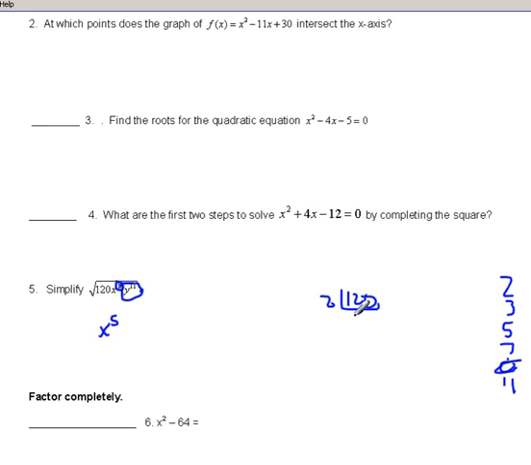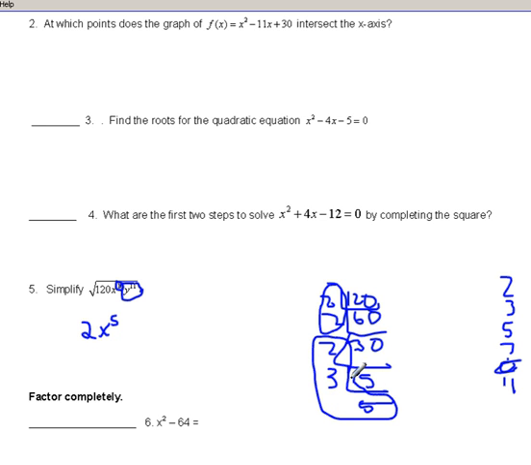So 2 goes into 120 60 times. And then 2 goes into 60 30 times. And then 2 goes into 30 15 times. And now 2 doesn't go in, so try 3. Goes in 5 times, and you stop when you get to a prime number. So all we have here is 1 set of buddies. That's it. So the 2 gets to come out with the x to the 5th. But this 2 times 3 times 5, which is 30, that's going to end up staying in.